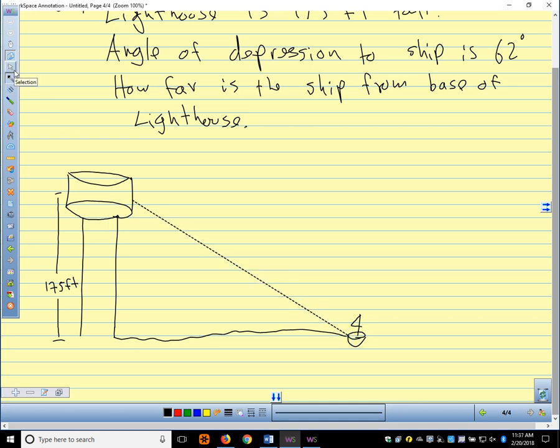It says the angle of depression from the lighthouse to the ship. Is that this angle here? Angle of depression is down from the horizontal. We need a horizontal there to draw in our angle of depression. There's the horizontal. The angle of depression is this angle, not the one inside the triangle. That's where we have to be careful. So the triangle that we're looking at here is this triangle.